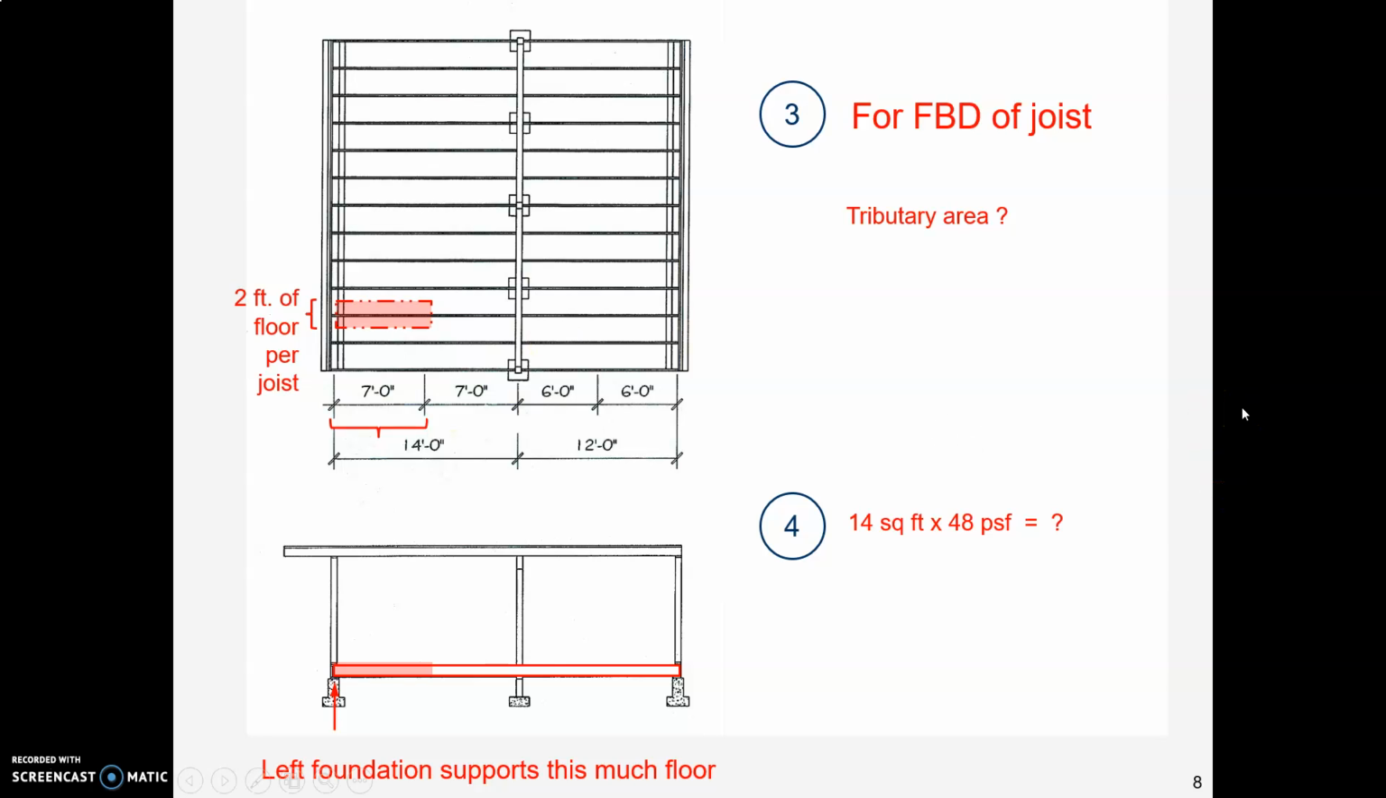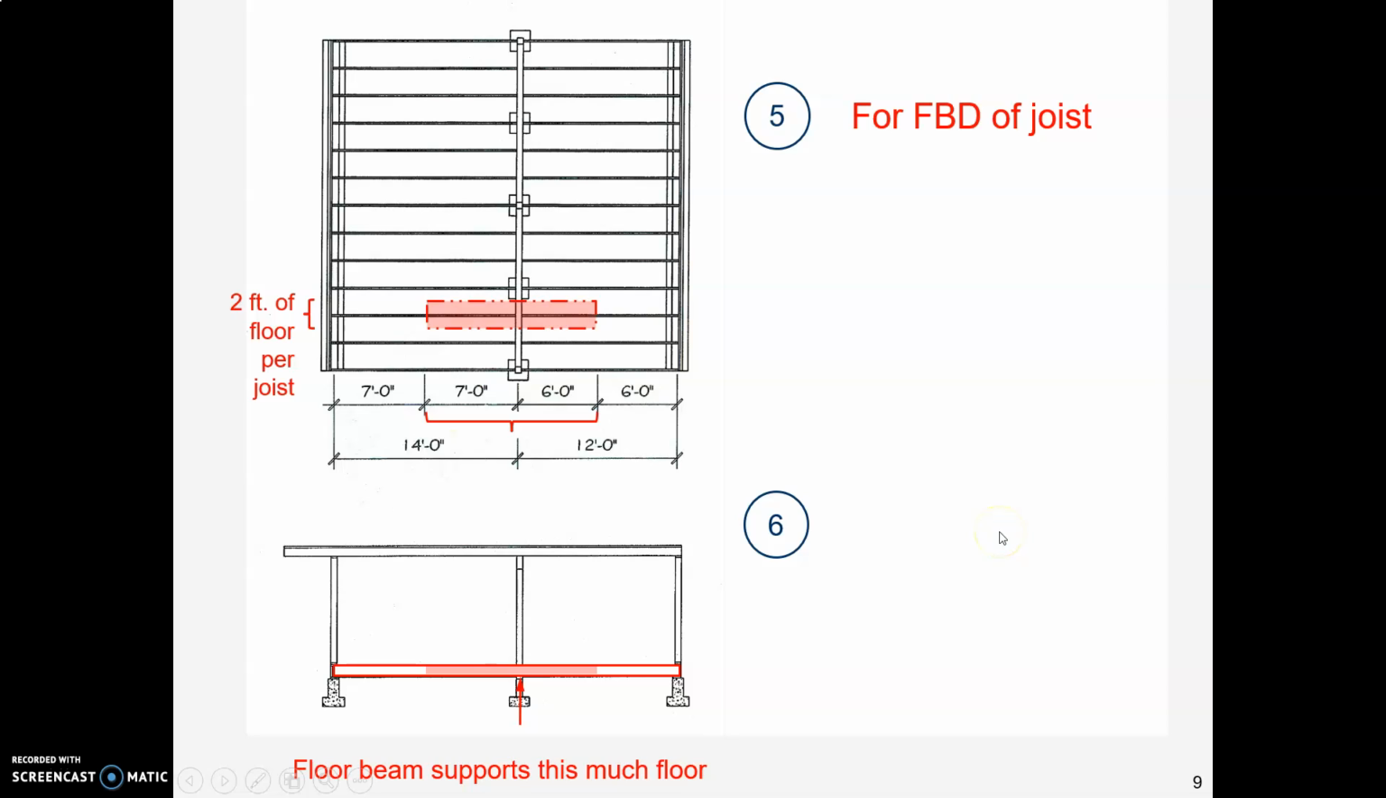And we just added up how much weight the floor has. Remember the live load, the dead load of the joist, and the dead load of the flooring, and we realized they added up to 48 pounds per square foot. So how much load is sitting on this left foundation? We've got an area of 14 square feet times 48 pounds per square foot. We must have 672 pounds sitting on that foundation.